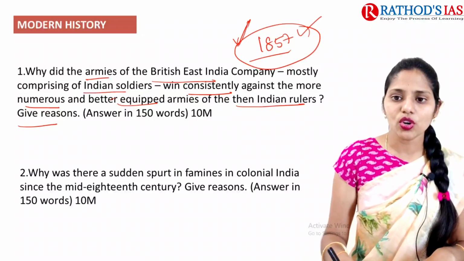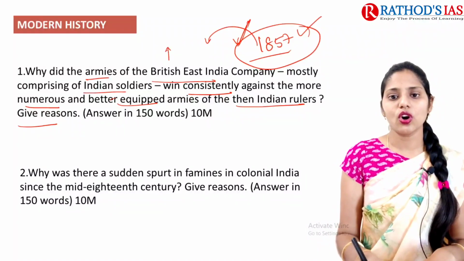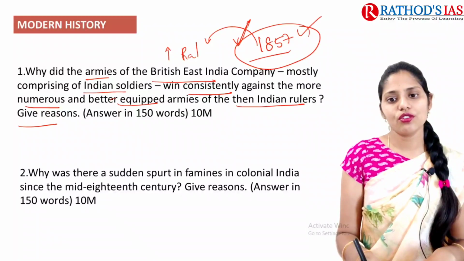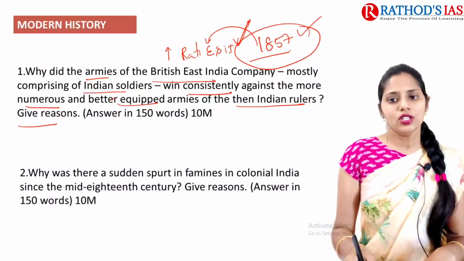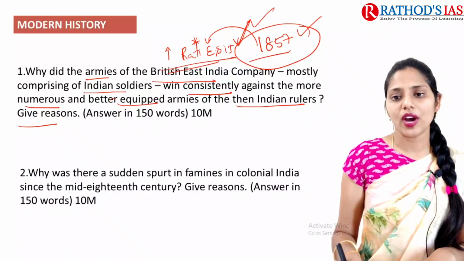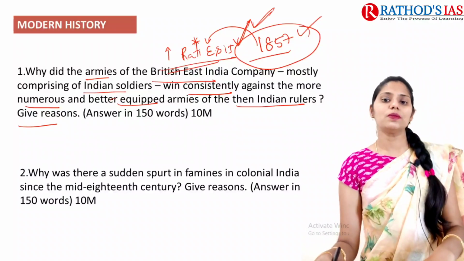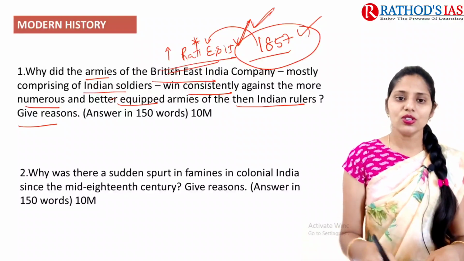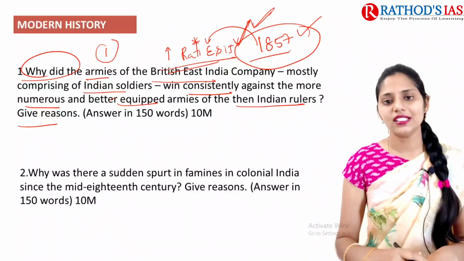After this revolt of 1857, the first change they made was increasing the ratio of European soldiers to Indian soldiers. So if you know this point, we will be thinking about why they came up with this recruitment of Indian soldiers into the British East India Company. So this is the first demand of the question. You have to write what the reasons are.